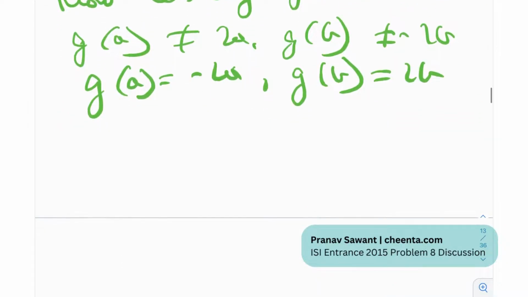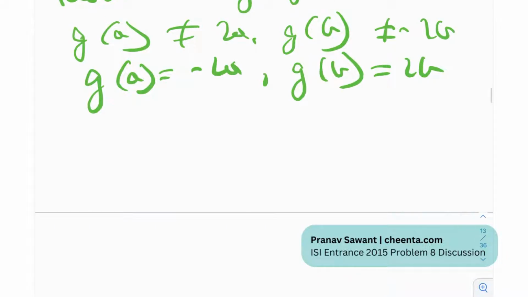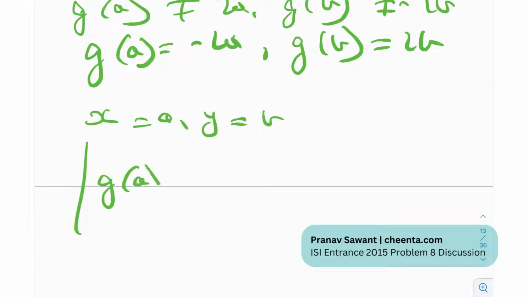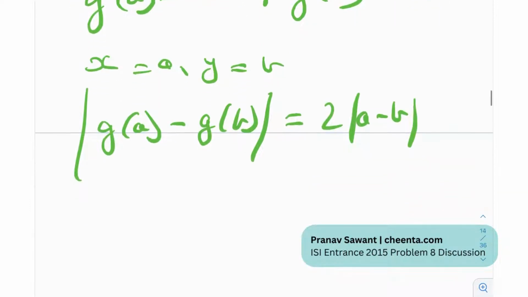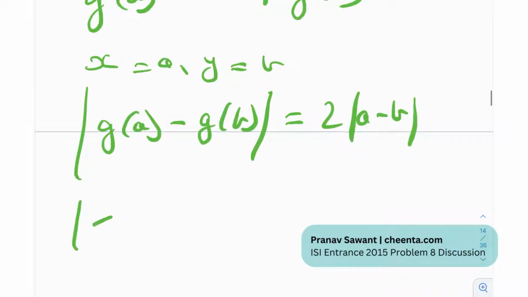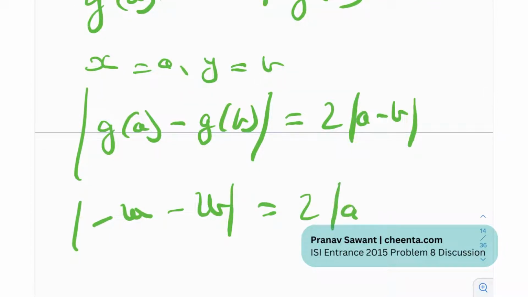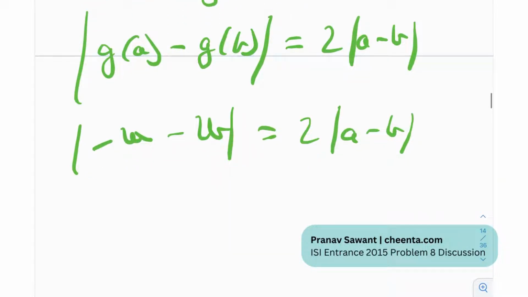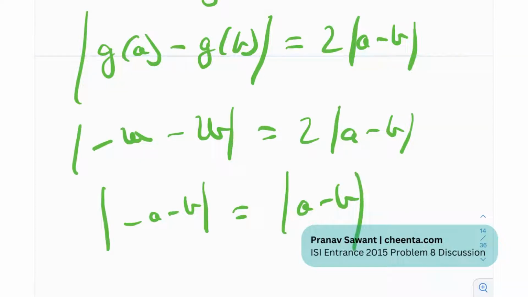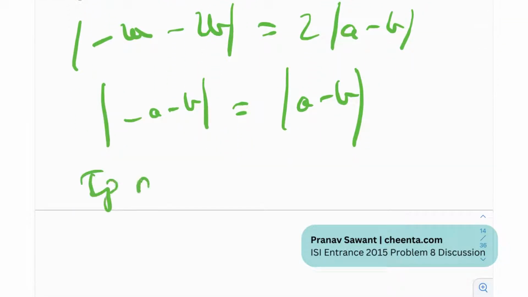Right? Pretty simple. And now when I just plug that back into the functional equation, I'll just put in x equals a and y equals b. And when I do that, I'll get mod of g of a minus g of b, equal to twice of mod a minus b. And what if g of a is negative 2a and g of b is negative 2b? This is twice of mod a minus b. The 2 and 2 get cancelled. So mod of negative a minus negative b is equal to mod of a minus b. And this is only possible if a is equal to 0 or b is equal to 0.